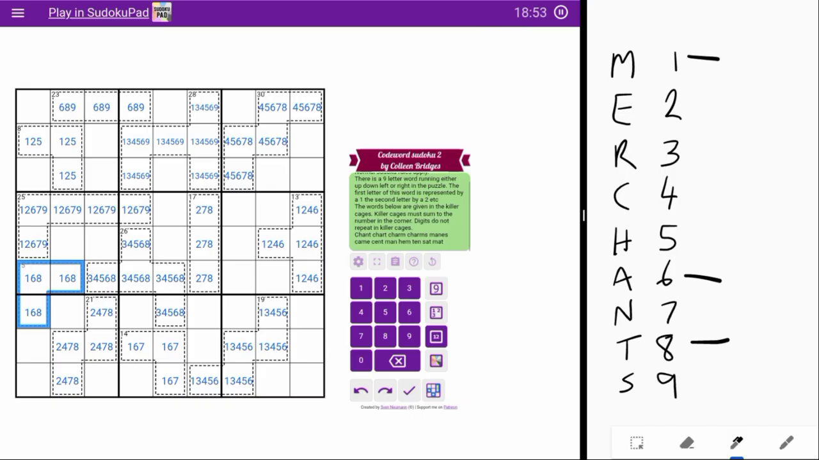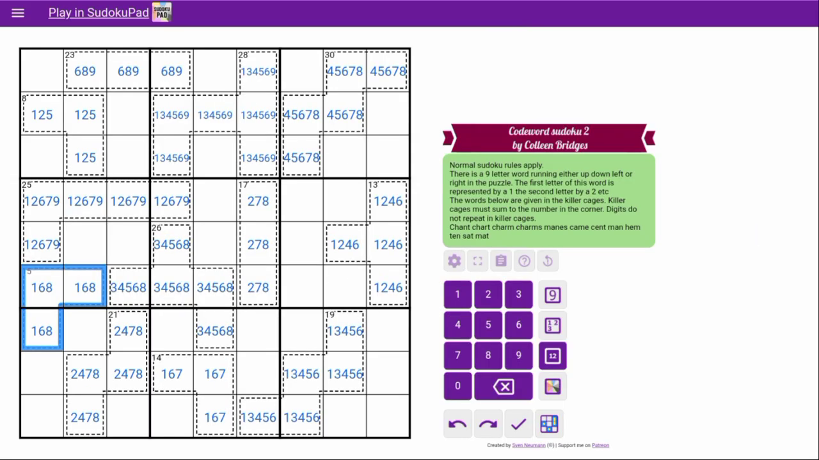Alright, and we should be able to eliminate quite a few things now. We don't need this code word anymore, do we? Because all the cages are filled in. So I'll get rid of that and make the Sudoku a bit bigger. So now we just have to do the Sudoku.